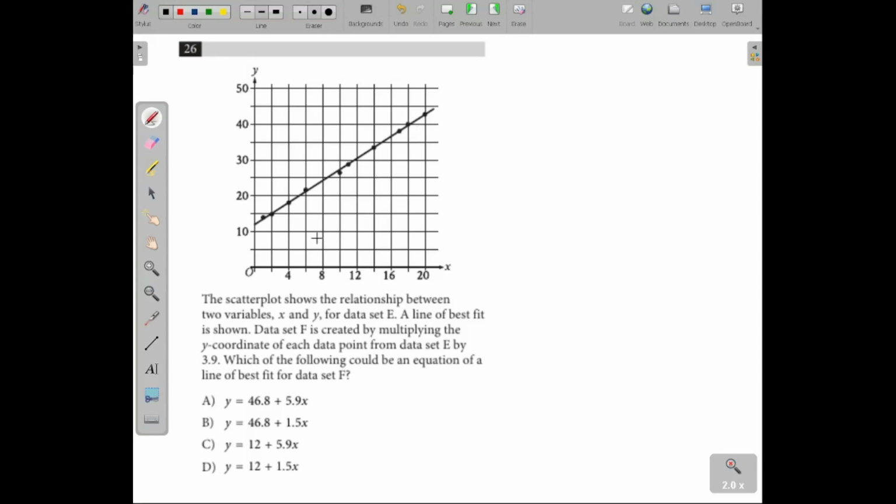Number 26. The scatterplot shows the relationship between two variables, x and y, for dataset E. So this line is dataset E. A line of best fit is shown. Dataset F is created by multiplying the y-coordinate of each data point from dataset E by 3.9. Which of the following could be an equation of a line of best fit for dataset F?